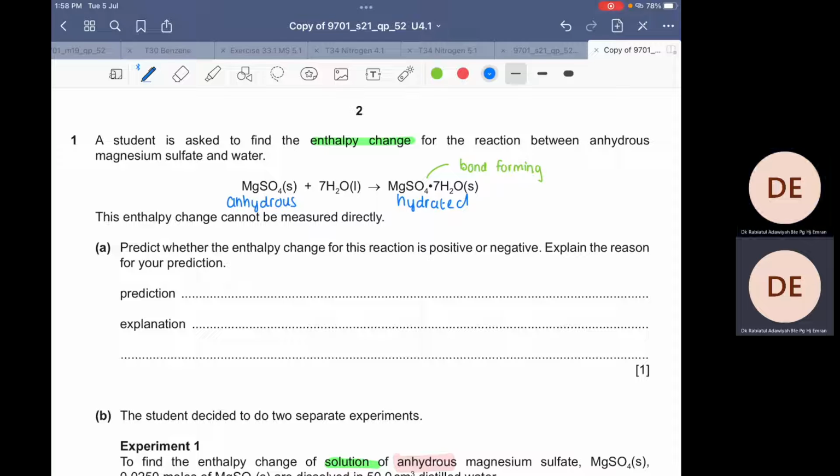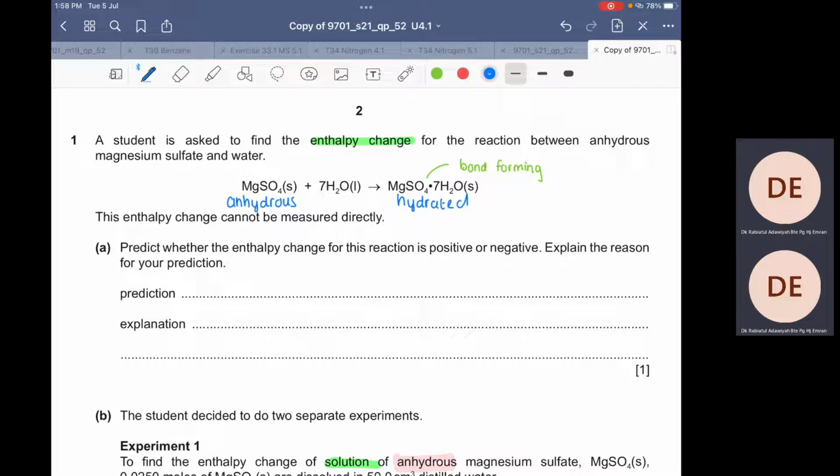But they're just really tiny water molecules inside the formula. So when you touch the solid, it shouldn't feel wet. It's not like a normal wet precipitate. Okay. The enthalpy change cannot be measured directly. Predict whether the enthalpy change for this reaction is positive or negative.